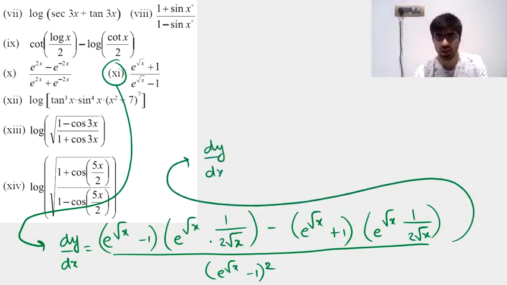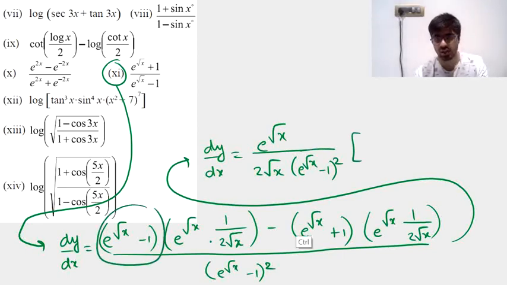Dy by dx will now be e power root x into 1 upon 2 root x coming out common. So e power root x upon 2 root x. We also have e power root x minus 1, the whole square. Inside the bracket you are left with e power root x minus 1 minus e power root x minus 1, because when you open up the bracket, both of them are going to become negative. So e power root x gets cancelled and minus 1 minus 1 will make it minus 2.